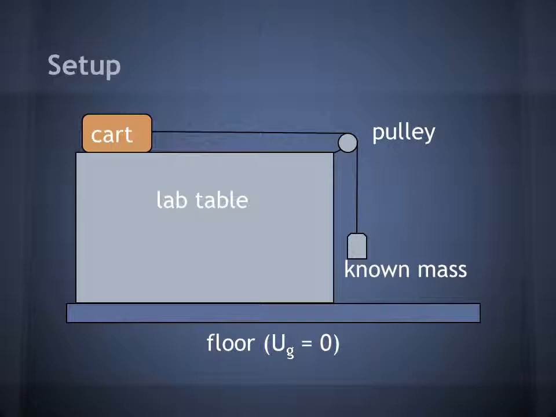So our setup consisted of a card on the lab table and a known mass hanging off of the pulley at various distances from the pulley. We picked the surface of the floor to be the place where the gravitational potential energy would be defined to be 0.